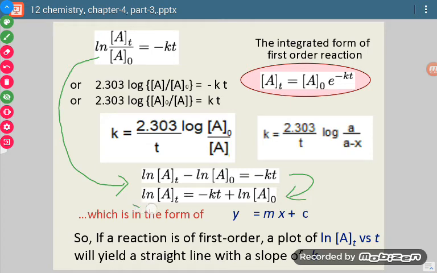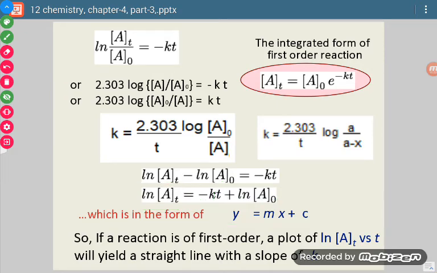Now let us compare. This is y and this is on x-axis. When we are comparing with the equation of a straight line, then what we find? If I plot a graph between log a versus t, then I will be getting a straight line having a slope minus k and intercept log of a naught.